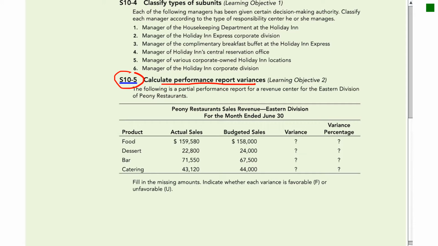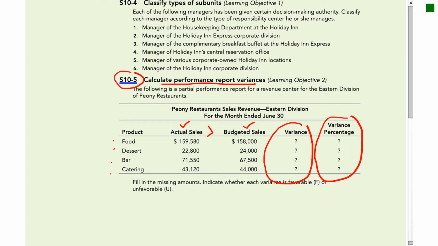So what they've given you in this case is a restaurant's sales revenue by divisions: food, dessert, bar, catering. They've given you actual sales and budgeted sales, and what they want you to calculate is any variance, and to compute that variance as a percent of your budgeted sales. So all you do is take the differences between actual and budget. You'll say favorable or unfavorable. You want it to be favorable only if actual exceeds the budget.